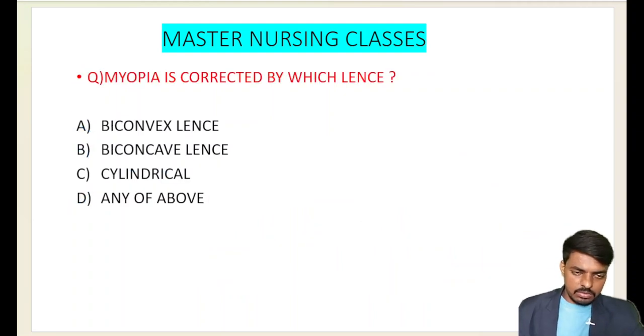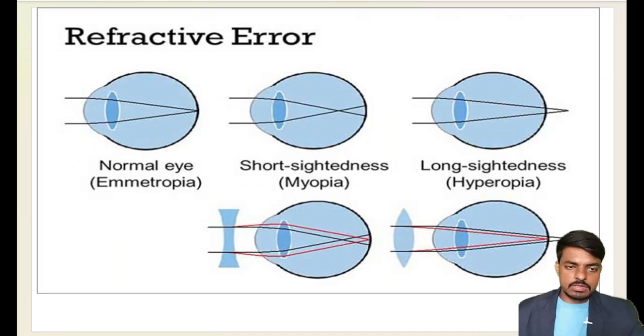Very important. Myopia is corrected by which lens? Okay, here is the question like this. Myopia is corrected by which lens? Very important. I will explain it with rationale. See, this is our beautiful cornea. This is the lens, and here is the sensory neuronal layer, the retina. This is the normal eye, emmetropia, meaning the normal refractory function.